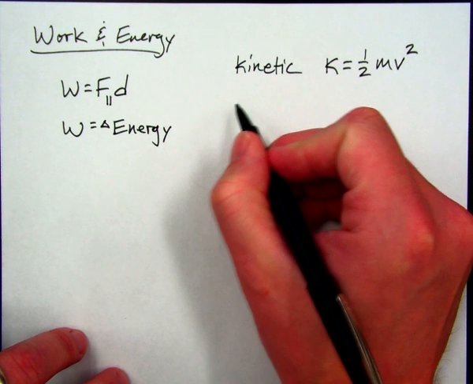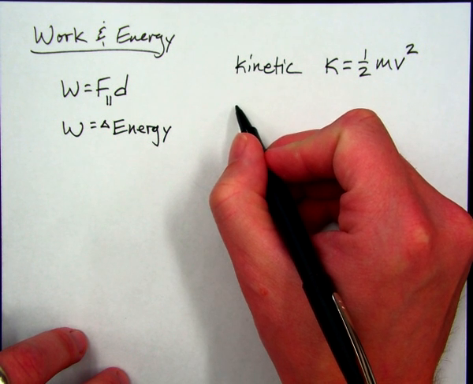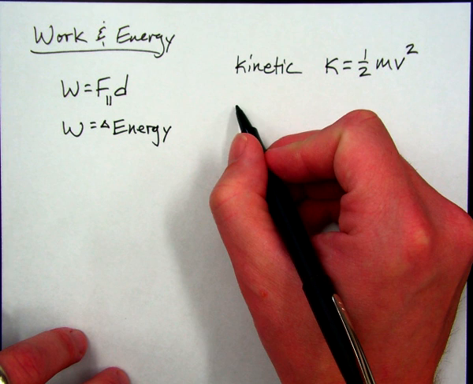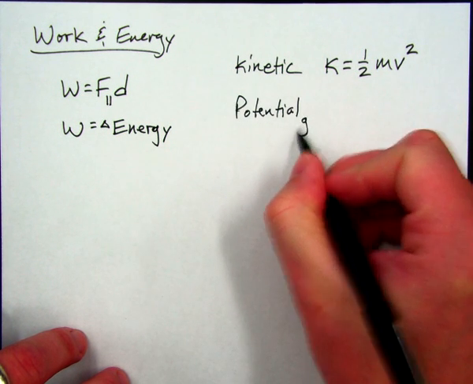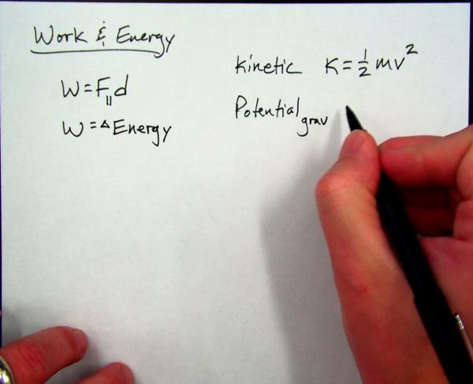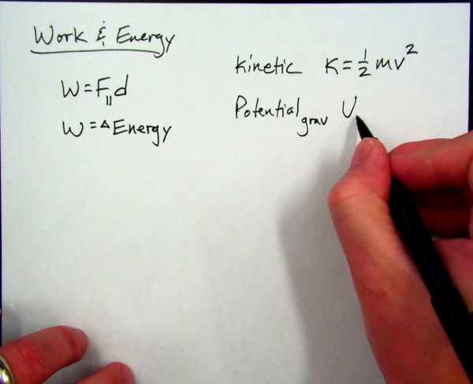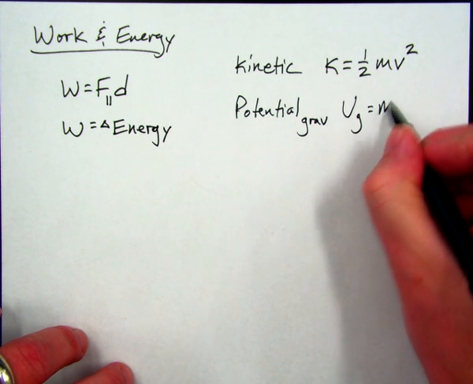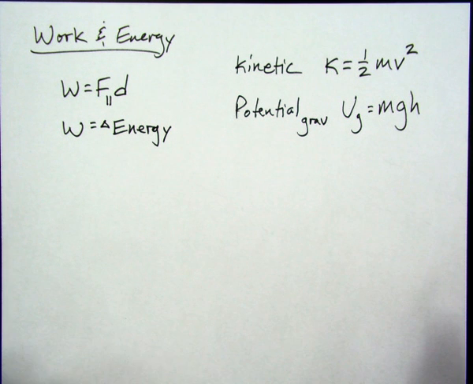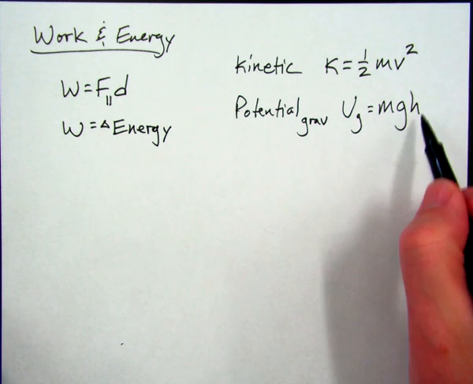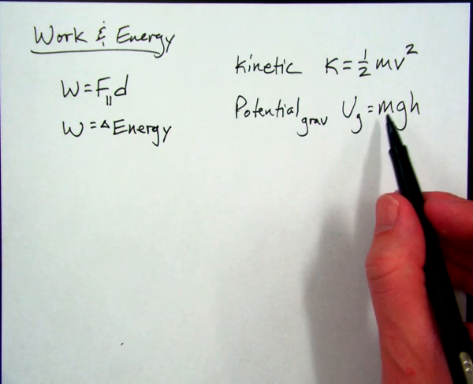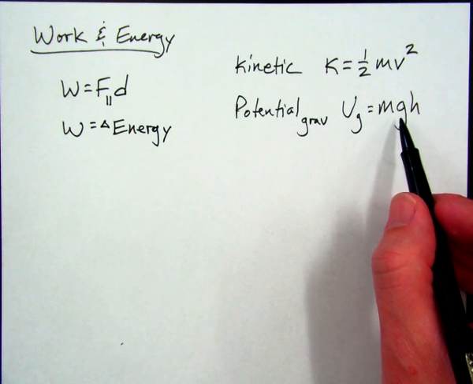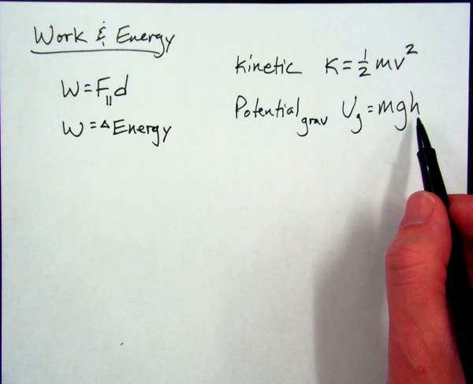We also will have talked about gravitational potential. I'll say potential with a little grav. Gravitational potential we often write as UG. This is energy that is stored against gravity. So when you lift something up, you're increasing its height. The amount of energy that it has stored up against gravity is the mass times g, 9.8 as long as you're on Earth, times your height.